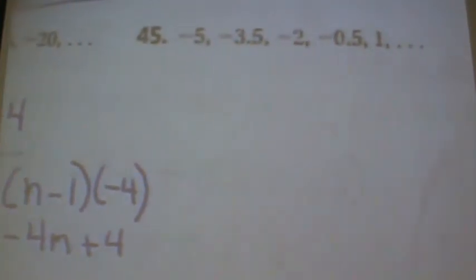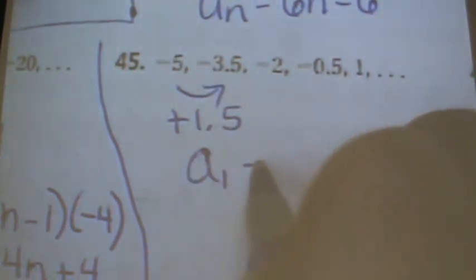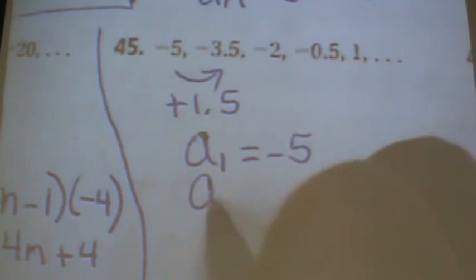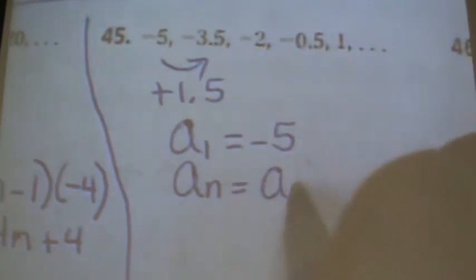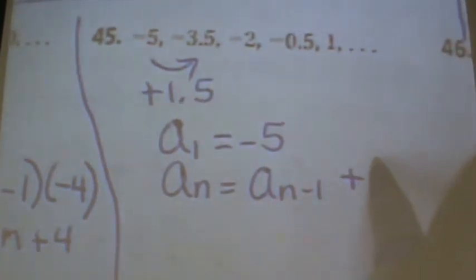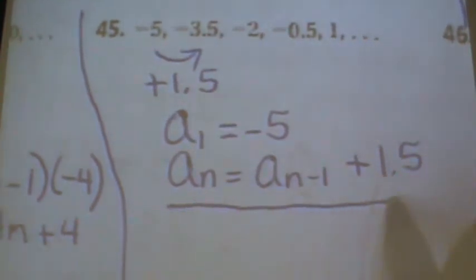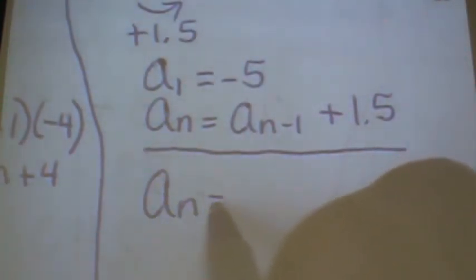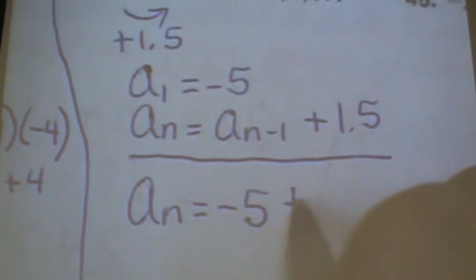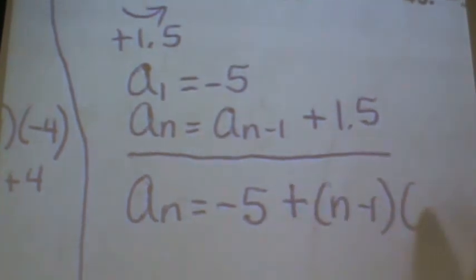Uh-oh, we have some decimals. How are you going from negative 5 to negative 3.5? Adding what? 1.5. Yep. So a sub 1 is equal to negative 5. A sub n is the previous term plus 1.5. Explicit: negative 5 plus n minus 1 times 1.5.